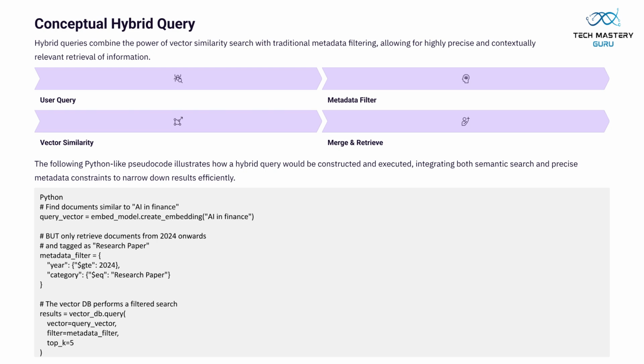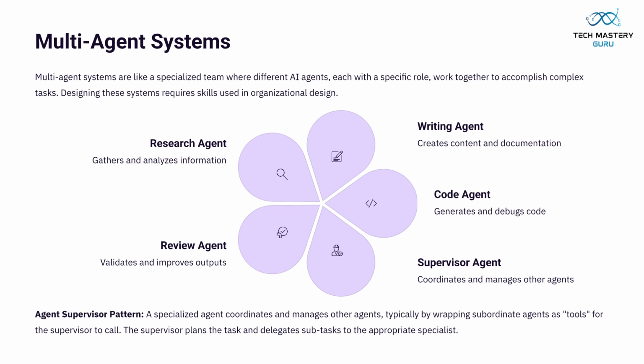A conceptual hybrid query combines vector similarity search with metadata filtering for highly precise results. The pseudocode illustrates filtering by year and category alongside semantic search, efficiently narrowing down information retrieval. Multi-agent systems operate like specialized teams, with different AI agents collaborating on complex tasks. Roles include research, writing, code, supervisor, and review agents.